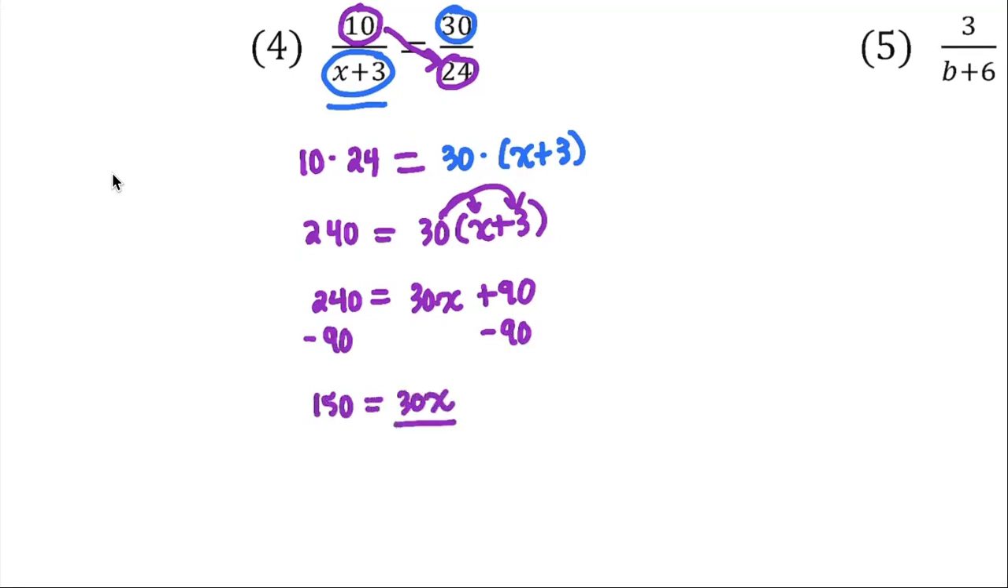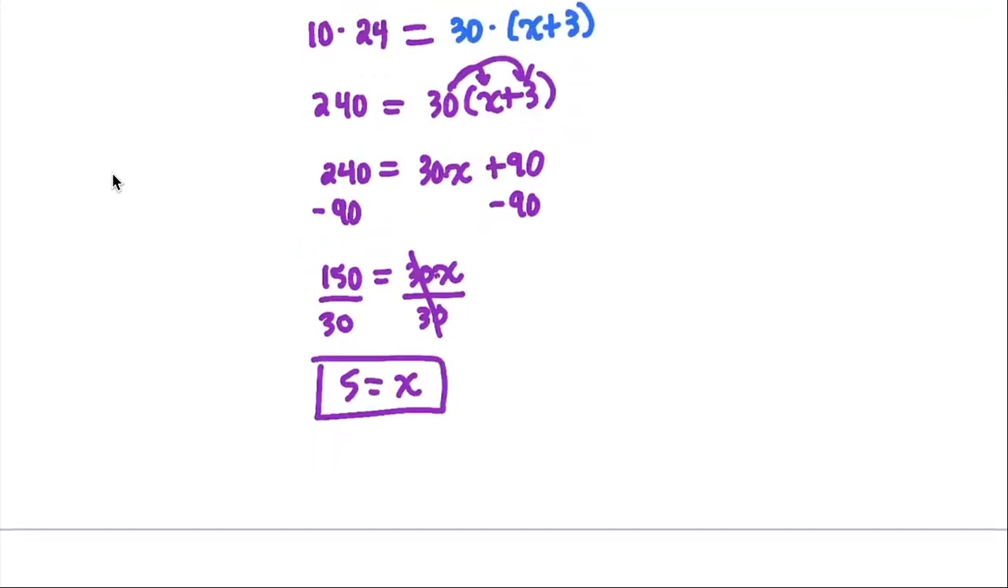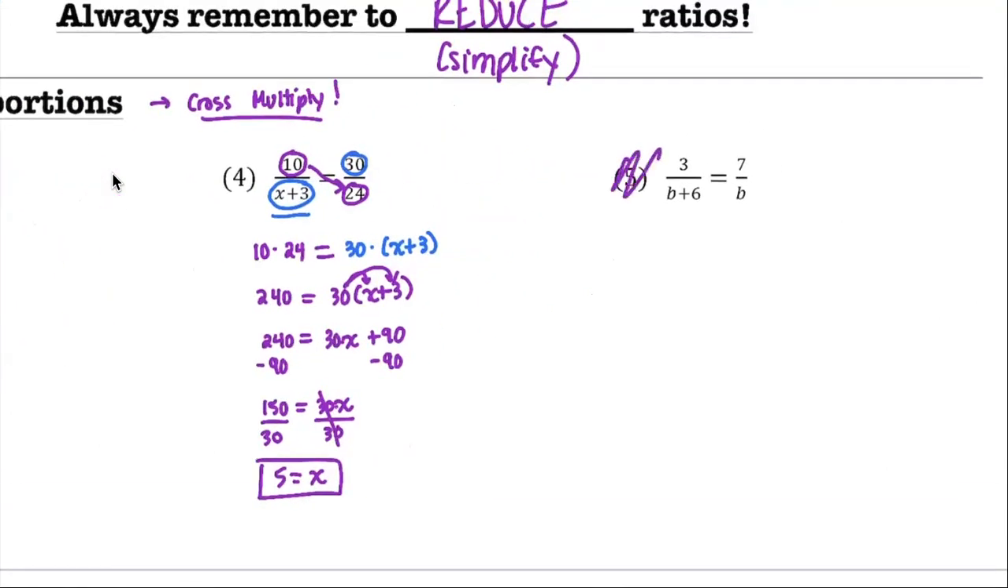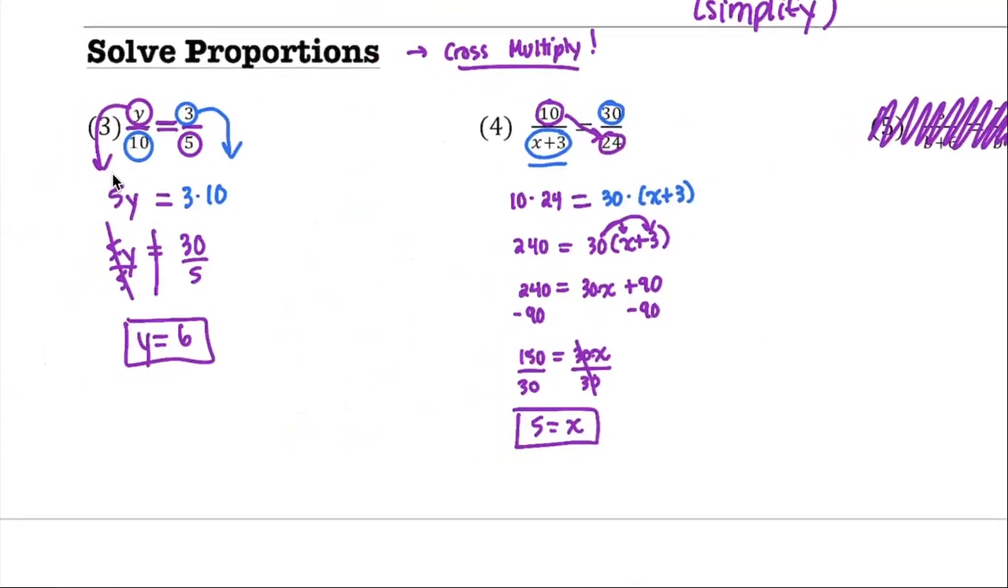And then our last step to solve for x, since it's being multiplied by 30, we're going to divide by 30 on both sides. And that's going to leave us with our final answer for x. X is going to equal 5. Now, example 5 on this, guys, you can actually cross this off. We're not going to do this example today, but that is the process of cross multiplying.